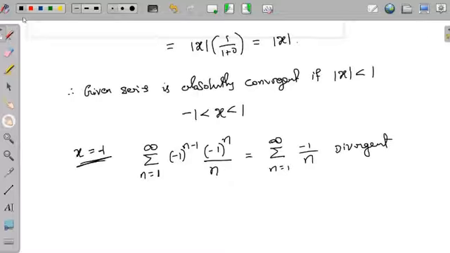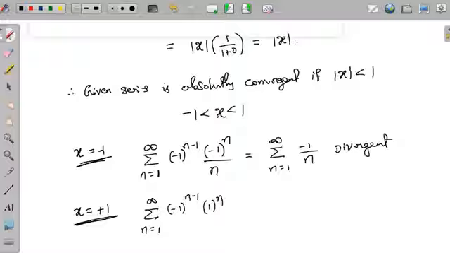Let me go for the other endpoint, that is x equal to positive 1. At x equal to positive 1, this is the summation n equals 1 to infinity of (minus 1) to the power n minus 1 into 1 to the power n by n, which is nothing but the summation n equals 1 to infinity of (minus 1) to the power n minus 1 by n. And what do you know about this summation?